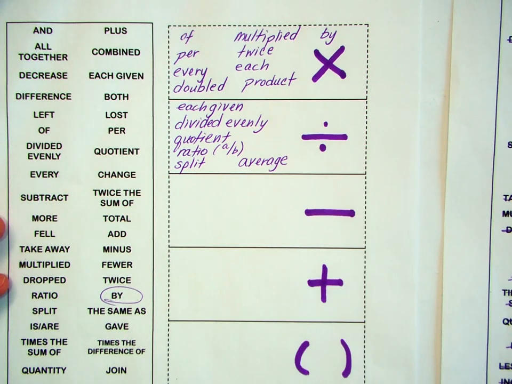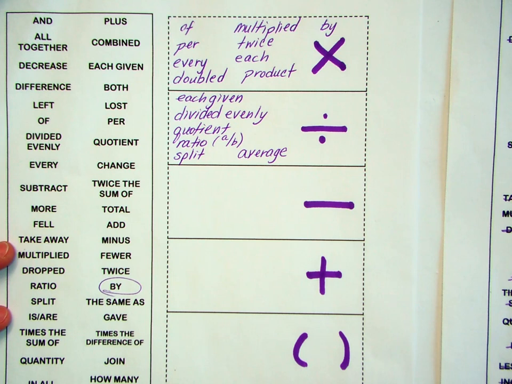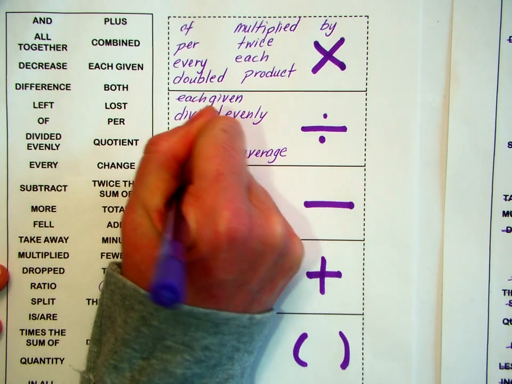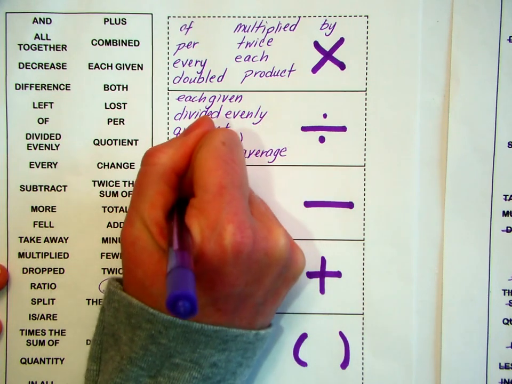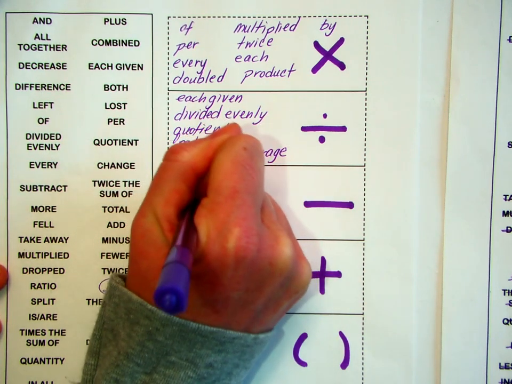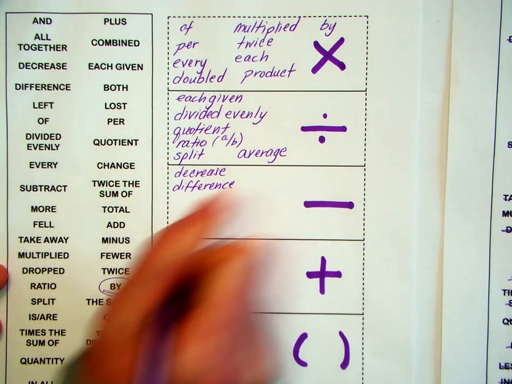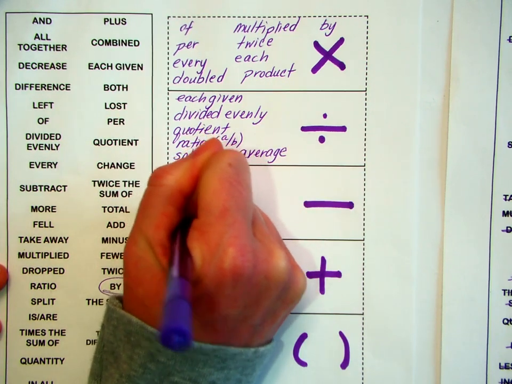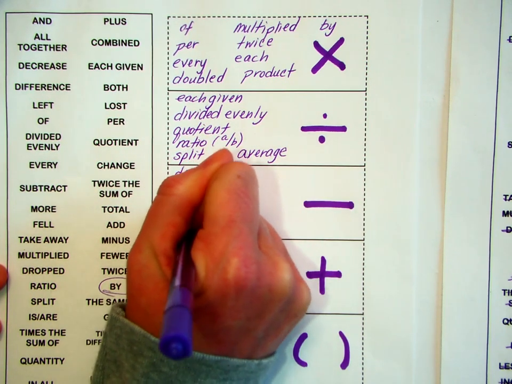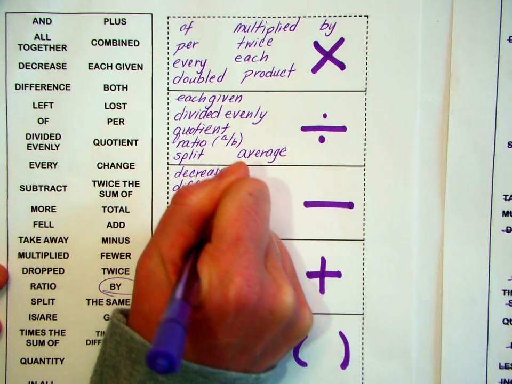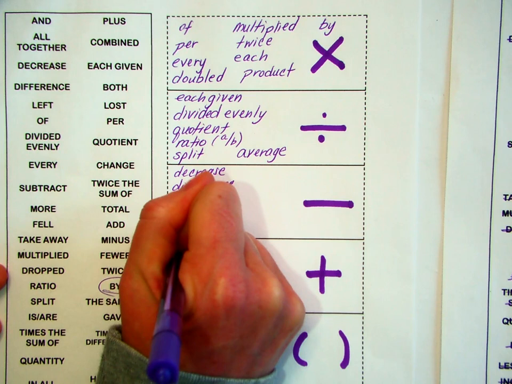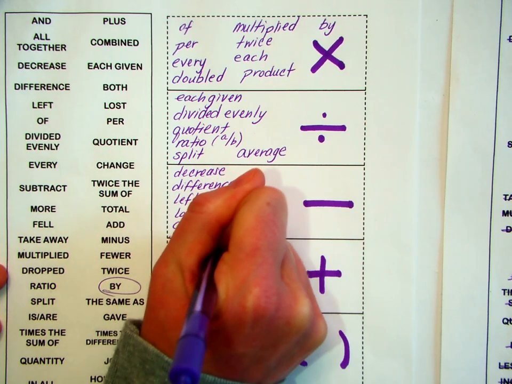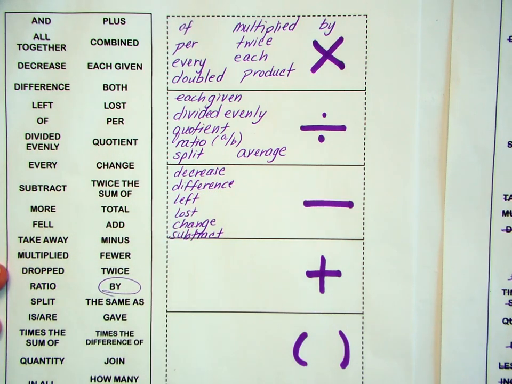And we're going to get into average in just a couple weeks when we work in statistics and probability. Next, the subtraction category, we have a lot of words off the list. We have decrease. We have difference. Left. Lost, change, subtract, fell.